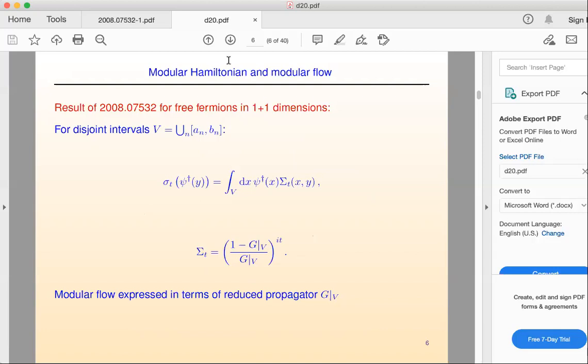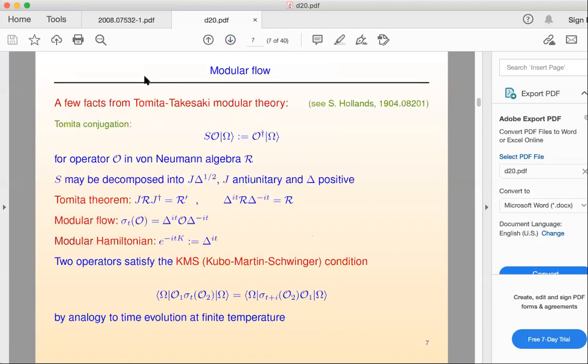So where does this non-locality come from? You were just asking absolutely the right question. So let me tell you a little bit about this Tomita-Takesaki modular theory. And I should reference this paper by Stefan Hollands, from which we drew many of these facts.